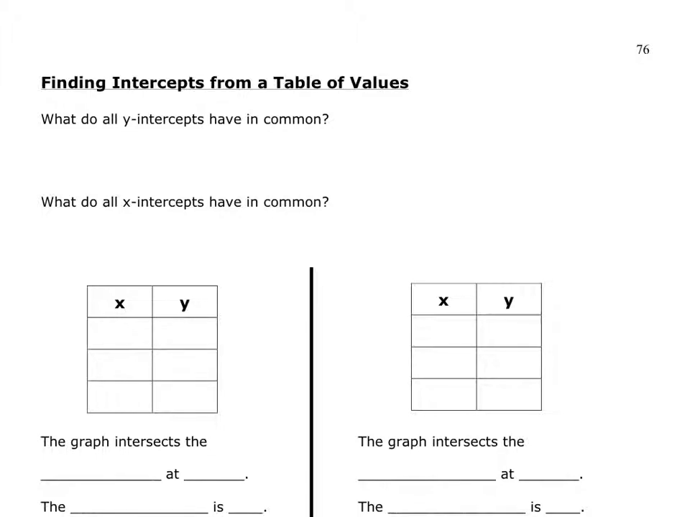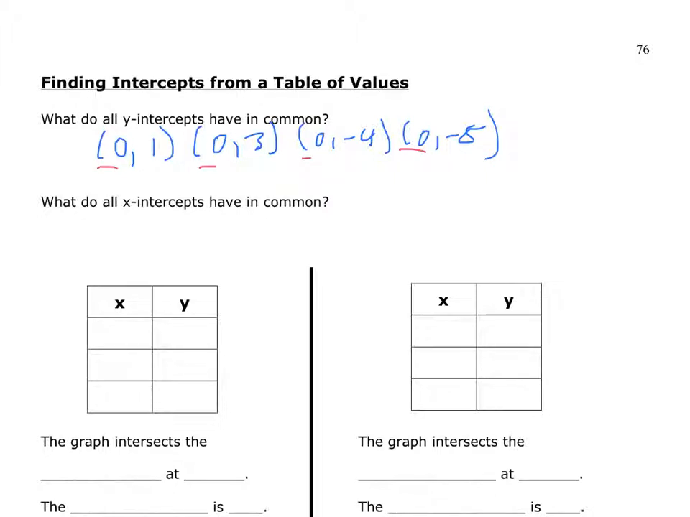All right. Now, finding intercepts from a table of values. This is going to be another important skill. When you were filling out all of your different y-intercepts on the previous page, what did they all have in common? You had all these different ordered pairs: (0, 1), (0, 3), (0, -4), and (0, -5). Look at all those. What's the thing in common? Well, it's the 0, and it's the x coordinate of that ordered pair.